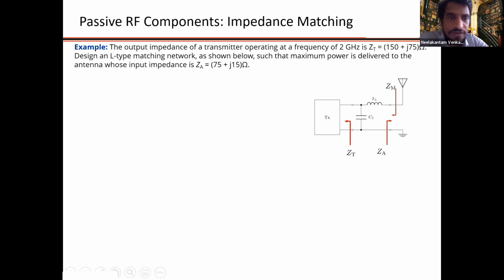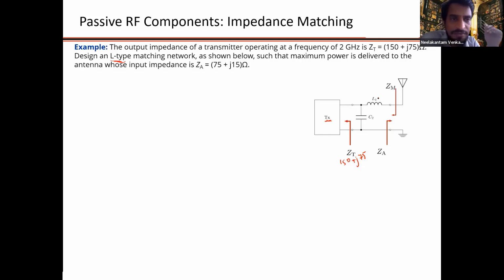The output impedance of a transmitter, let's say this is the transmitter that we are looking at. The output impedance of the transmitter, ZT, is 150 plus j75. So it's inductive in nature, plus j75. So design an L-type matching network. Since this is in the shape of an L, it's called an L-type matching network.